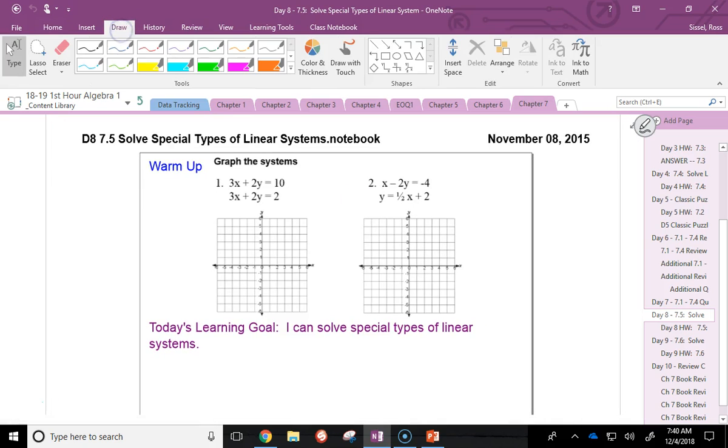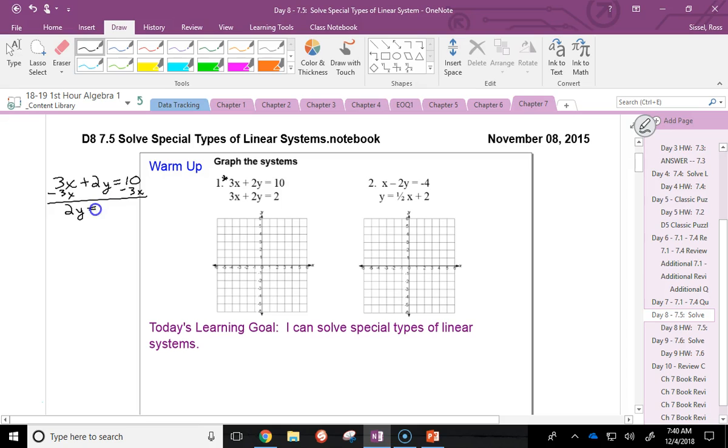Remember, the first thing you would do is take this equation. I'm going to show my work over here. And to graph it, I'm going to write it in slope-intercept form. So I'm going to solve for y. So I have minus 3x on both sides. And I'd have 2y equals negative 3x plus 10.